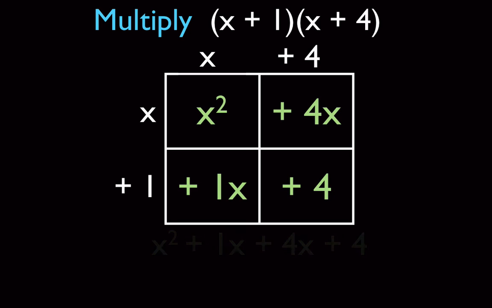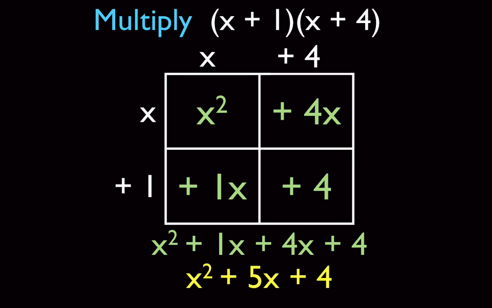Okay, from here we're going to write out everything we have inside and combine like terms. Again, this may be a new way of doing it, but combining like terms and multiplying binomials is something you've done before in Algebra 1.